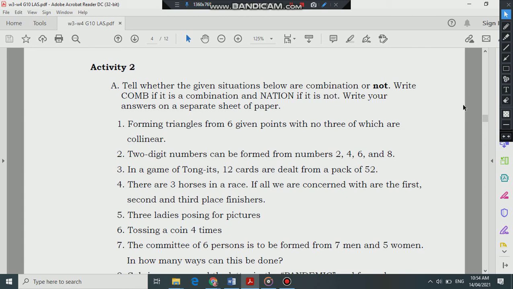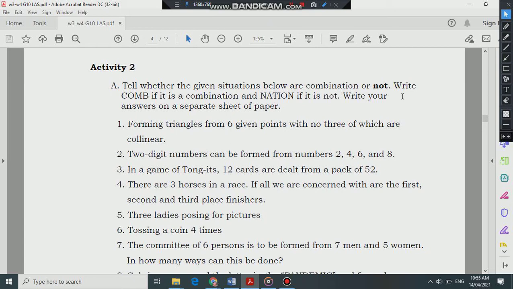This video is a continuation of the first video that we had, which is about combination. For activity number 2, you are going to tell whether the given situations below are combination or not. Write "comb" if it is a combination and "nation" if it is not. So write your answers on your paper.